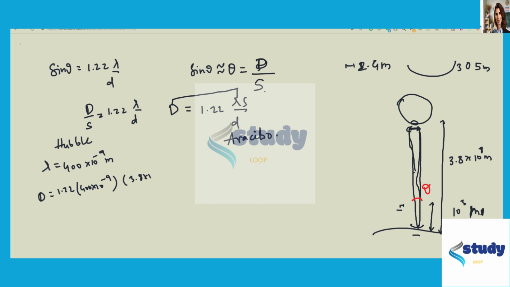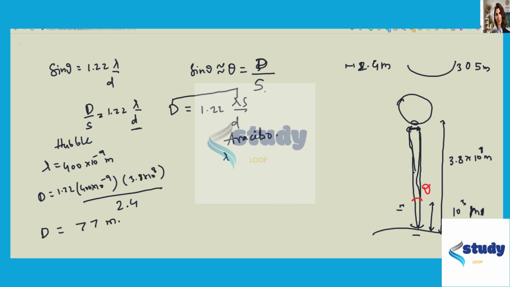So d is equal to 1.22 times 400 times 10 power minus 9 times s, which is 3.8 times 10 power 8, divided by the diameter of the telescope, which is 2.4 in this case. Using this, by substituting into a calculator, we'll see that the diameter of the crater that we can resolve is 77 meters.